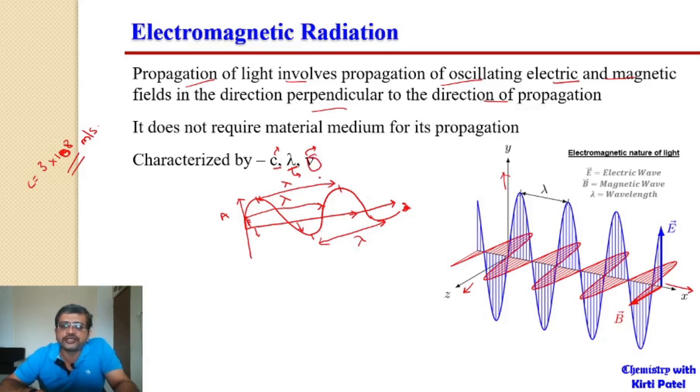Frequency is measured, this wavelength unit is meters, while the frequency is measured in terms of per second, that is how many waves are traveling from a particular point in 1 second. In 1 second how many waves are passing from a particular point, that is your frequency.